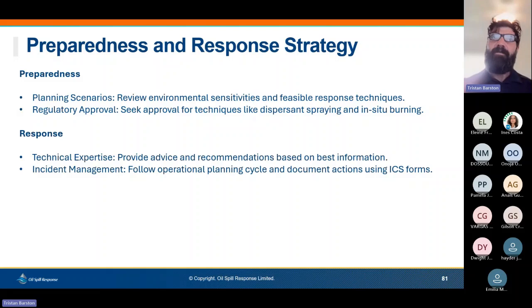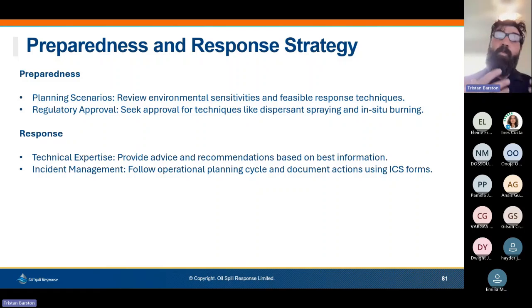And we do this by putting a lot of energy into our preparedness activities. We identify the scenarios that we could face. This is where we look at the environmental and also the economic sensitivities of what response techniques could work for us. And this is the great thing about being in the preparedness area, is we get to try different things out, see what works, do some drills, do some exercises, test our assumptions.